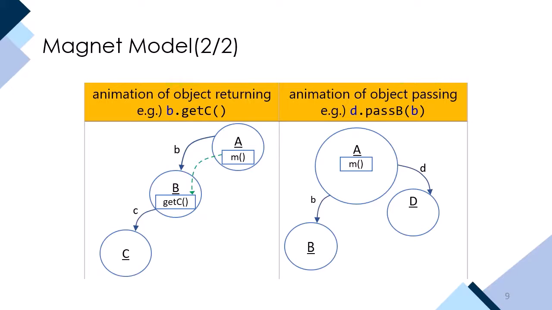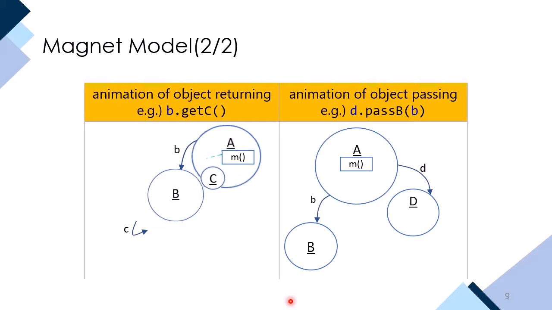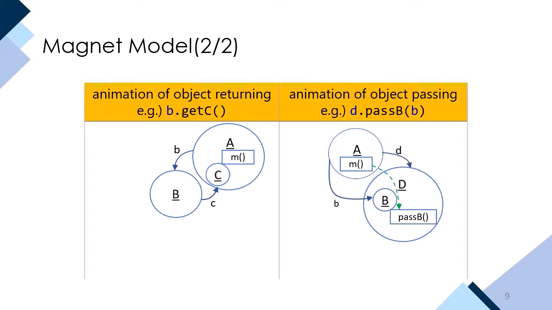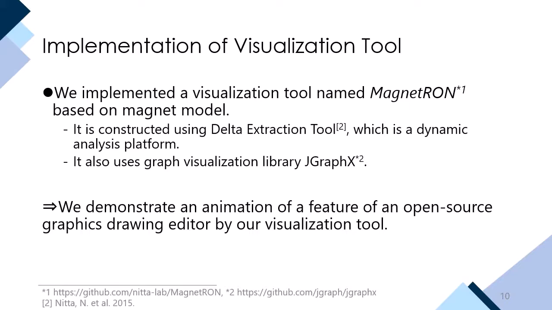With respect to an animation of object returning, when object C is returned as a return value, it moves in the same direction as the return from B that gets C. With respect to animation of object passing, when object B is passed as a parameter, it moves in the same direction as the method invocation of D.passB. We implemented a visualization tool named magnitude based on magnet model. Here, we demonstrate animation of a feature of open source software by magnitude.